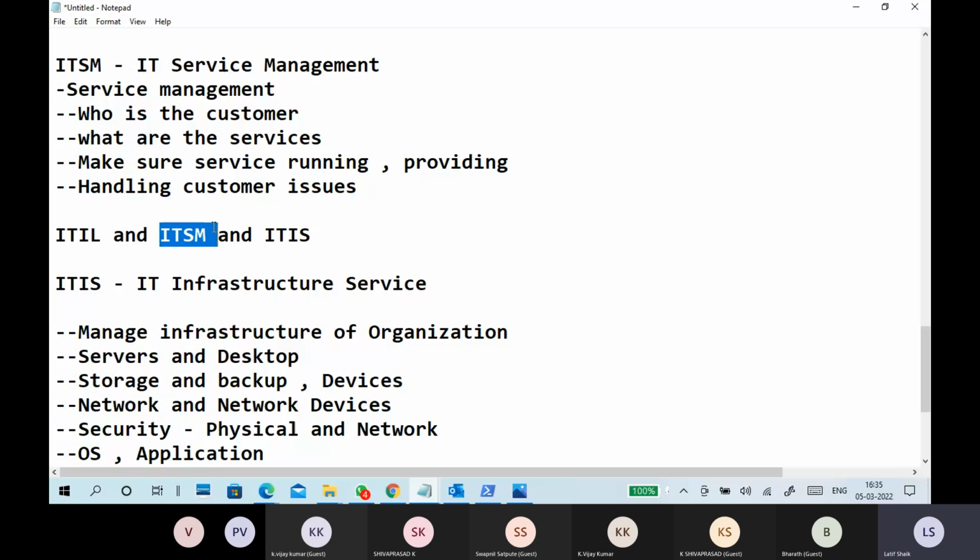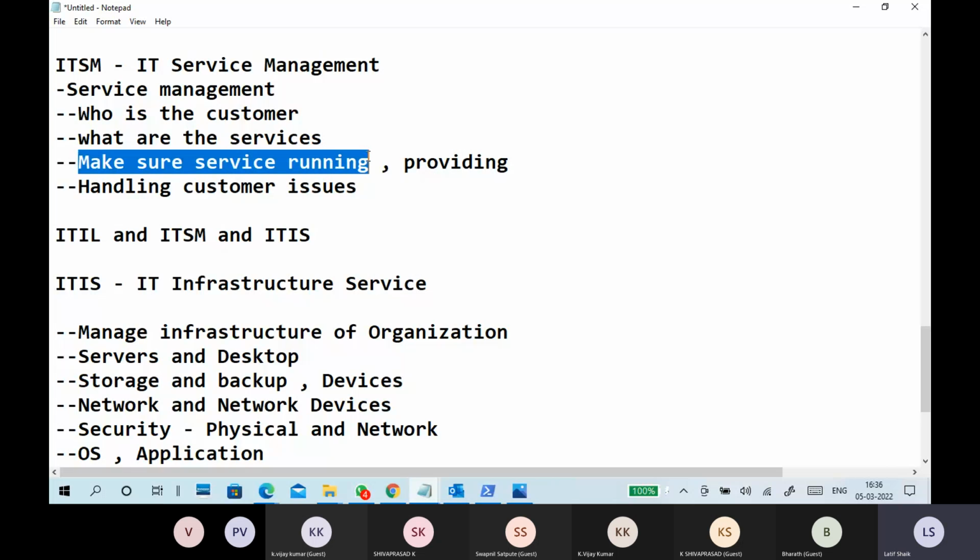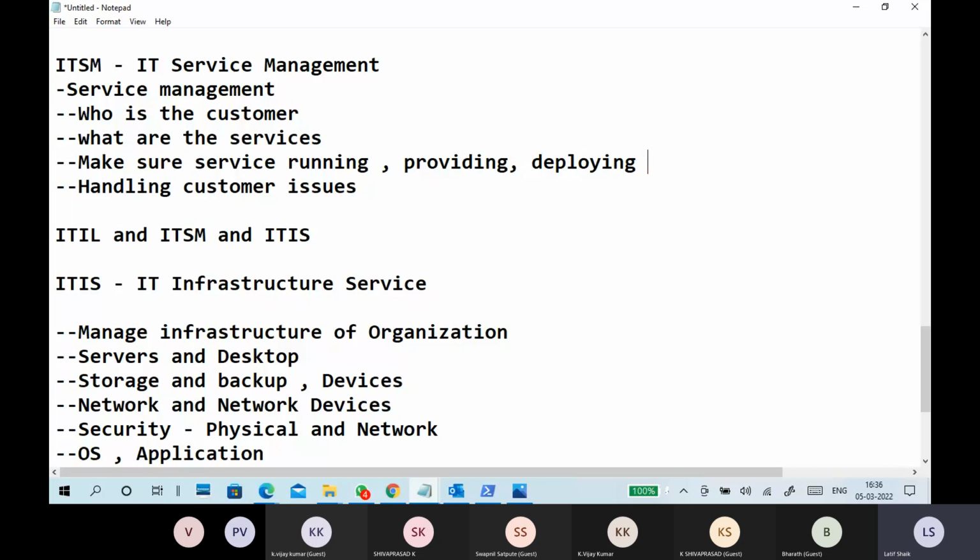Okay, ITSM is IT service management. Like you're providing a service to the customer. So what is the service, and what are the services, is the customer getting the service or not, properly deployed or not, or if a customer is getting a problem, then how to handle the situation. Okay, what are the services? Make sure that services are running and providing. Okay, deploying, replying the services, like what are the names, you got it, understand, then you can put it.